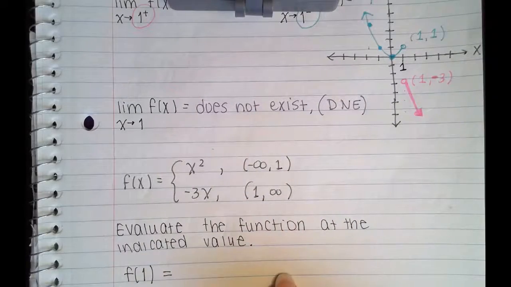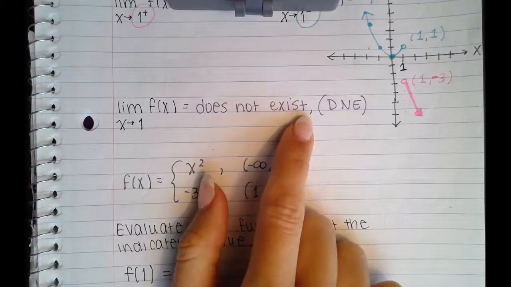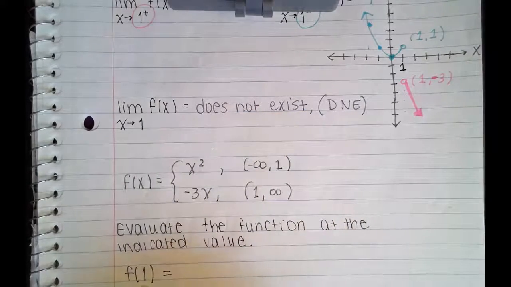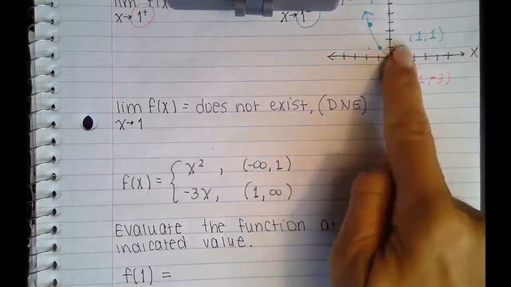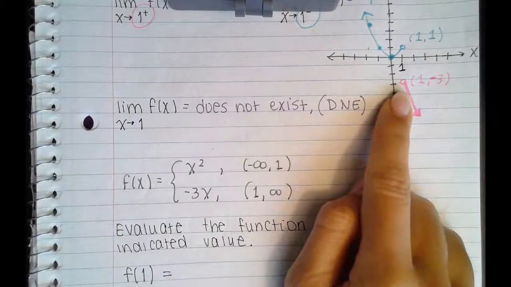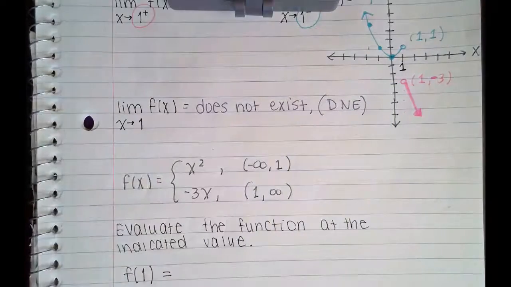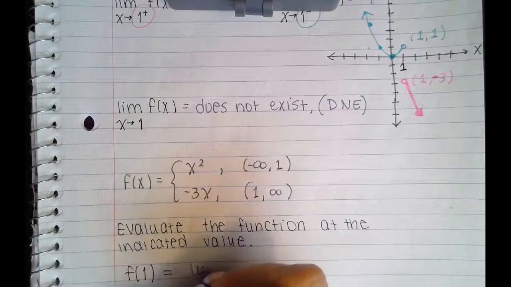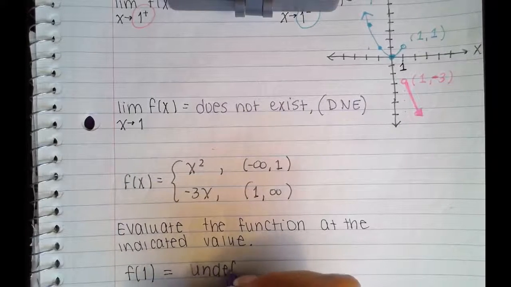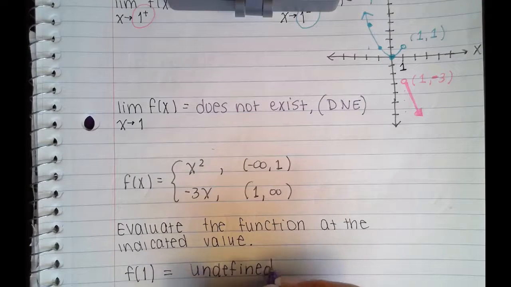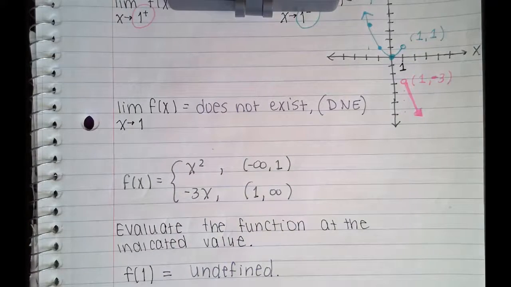For a limit, I use the phrase does not exist when there's no answer, and for a function, when I'm evaluating, if there's no y value for a particular x value, I just write undefined. It's not defined for the x value of 1, therefore the y value that goes with it is also not defined, and that is all.